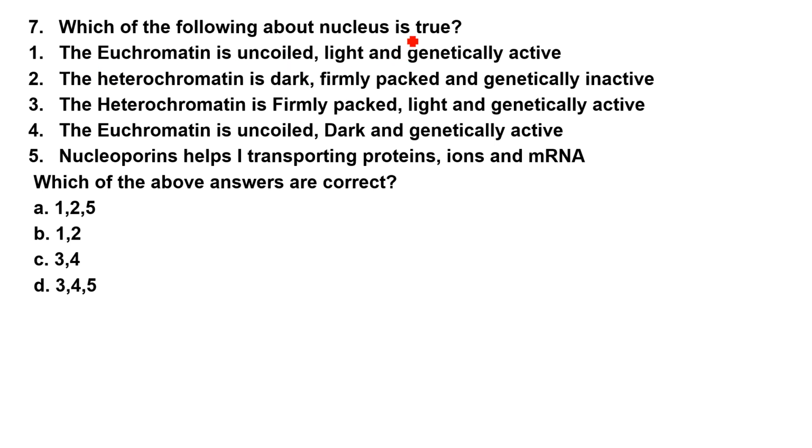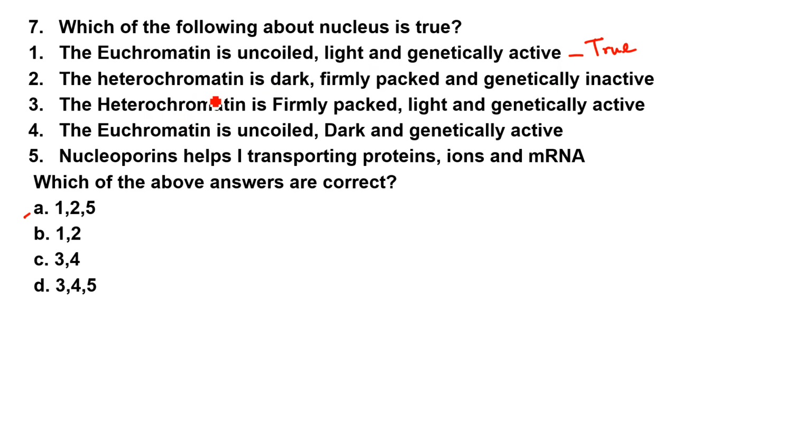Question number 7. Which of the following about nucleus is true? These are the options, A, B, C, D. These are some statements which are given, 1, 2, 3, 4, 5, and these are the options. Let's read the statements one by one. The euchromatin is uncoiled, light, and genetically active. Is this first statement true or false? The first statement is true. Euchromatin is uncoiled, it is light, it is genetically active.